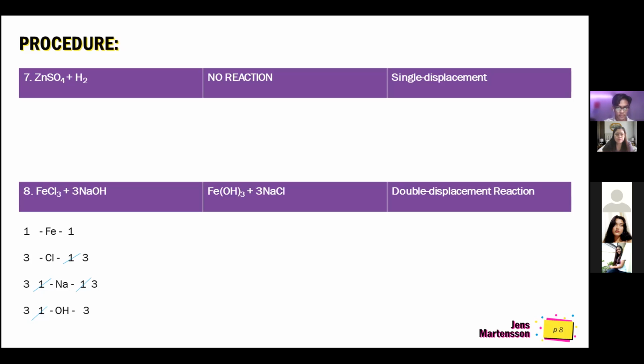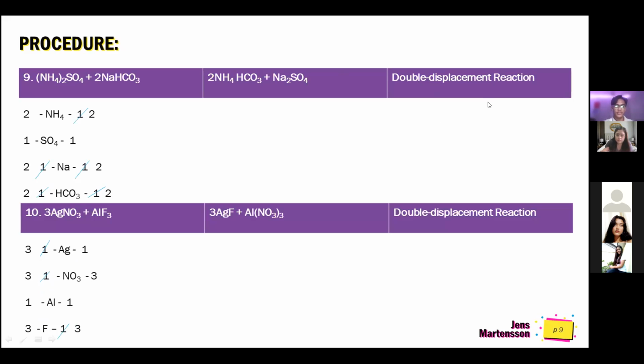That's all. Number 9 and 10 will be reported by Mr. Hernales.